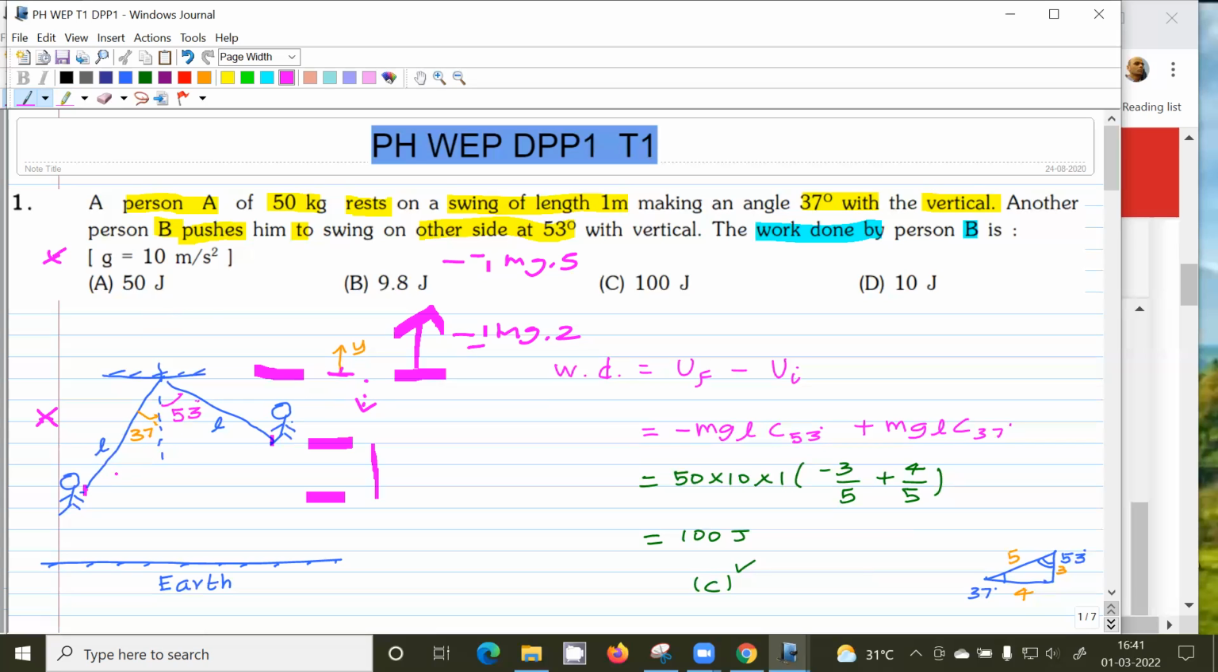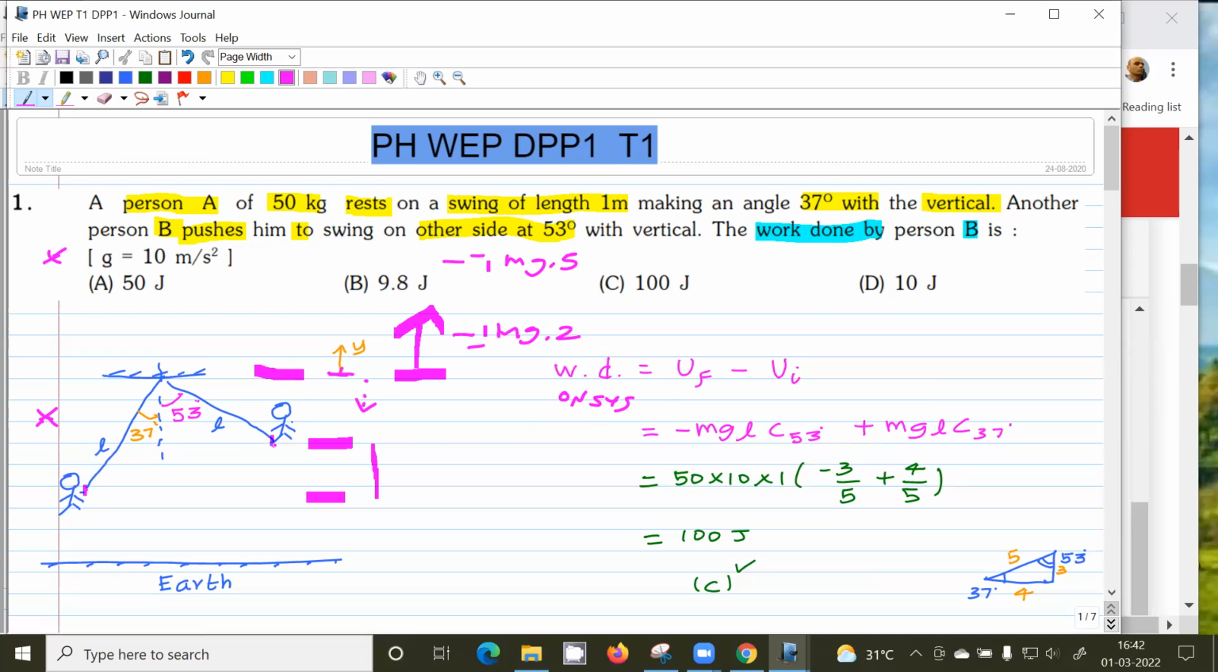Whatever energy is here, and whatever energy is here, there's a gain in energy. Yes, sir. That gain in energy is work done on the system. And the system is this person who is sitting on the swing. So that work done has gone into increasing the energy.